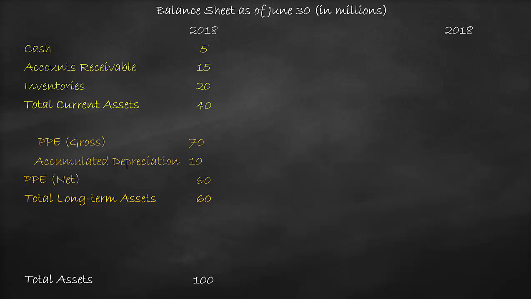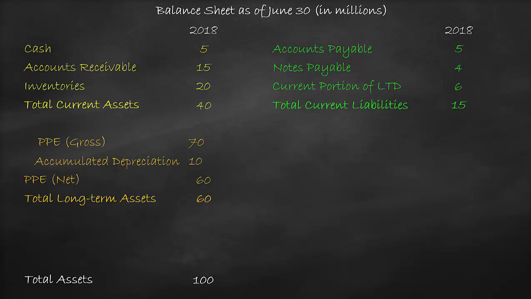Now, we have to calculate current liabilities. We have accounts payable of $5 million, notes payable of $4 million, current portion of long-term debt of $6 million. So, total current liabilities will be the sum of $5 million plus $4 million plus $6 million, which equals $15 million.